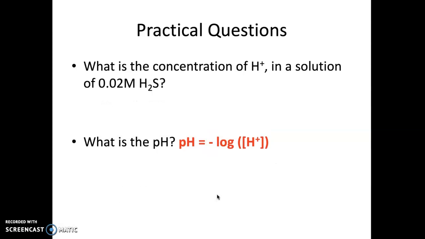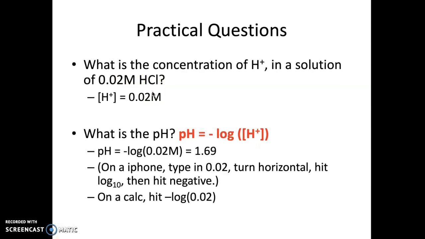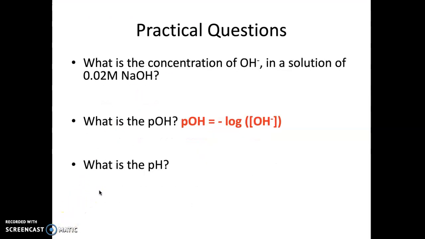So what's the concentration of H plus in a solution of 0.02 molar? Oh, hold on. I got turned around there for a second. So similarly, if I have a base, what's the concentration of OH minus? Just like before, since I have the concentration of a base here, the concentration of OH minus is going to be 0.02 because I have one OH here.